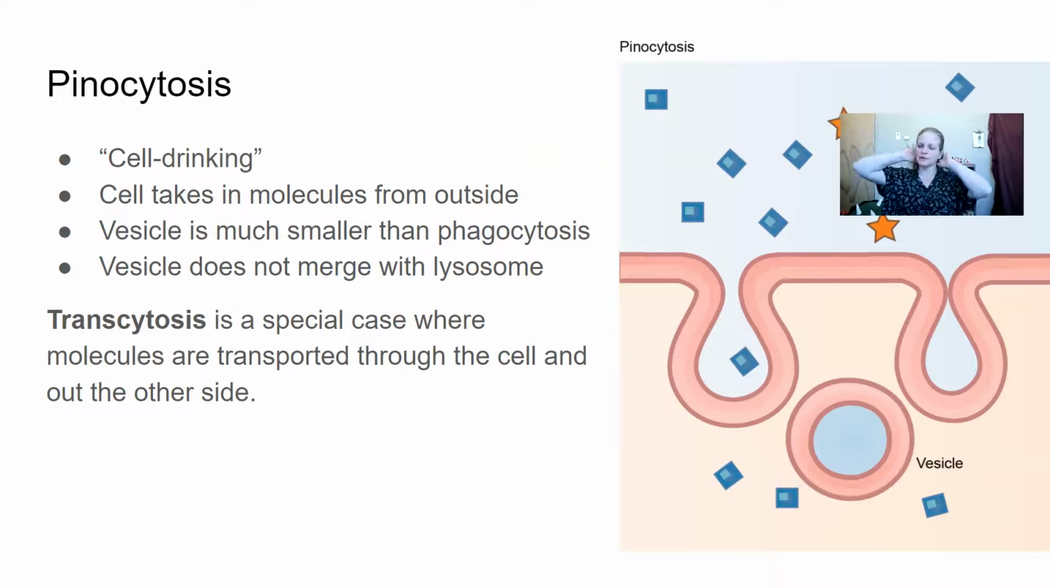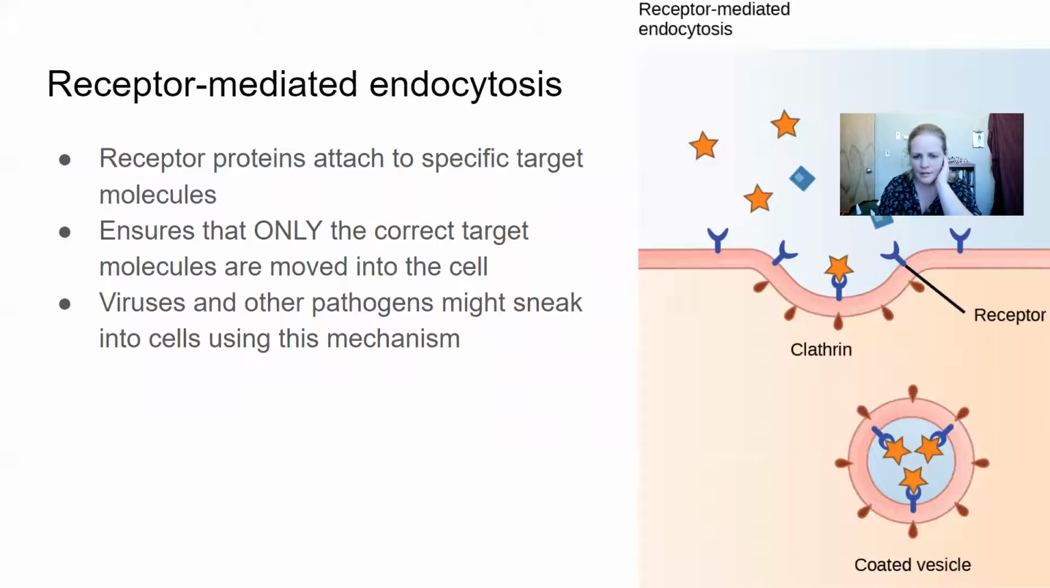Sometimes the cells will grab some stuff, do this pinocytosis, and then take it all the way through the cell and loop it out on the other side. When that is happening, we call it transcytosis, which just means we're transporting it through the cell and then putting it out into the extracellular matrix on the other side of the cell.